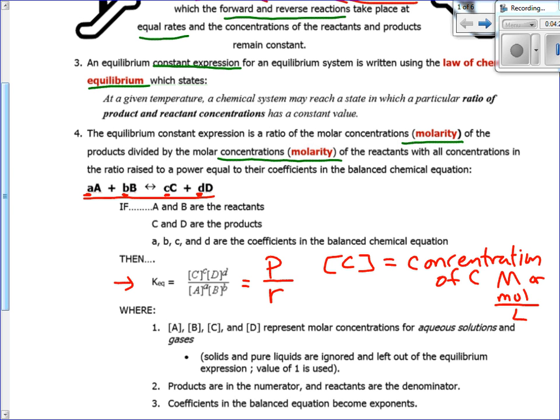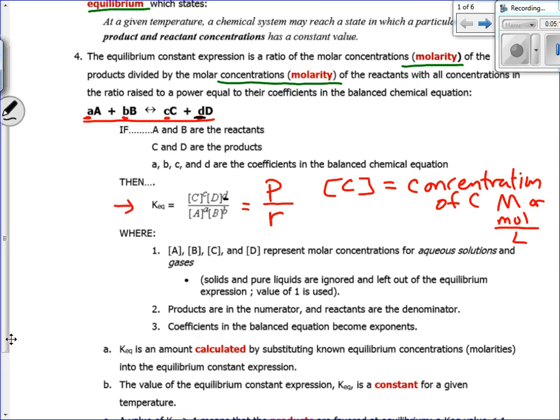Okay? So you're going to take the products, and you're going to put their concentrations on the top, and you're going to raise them to the power of their coefficient. So the little c is going to become the exponent here. The little d is going to become the exponent there. Okay? On the bottom go the reactants. So reactant 1 is A, raised to the little a power. B is raised to the small b, which would be the coefficient of that one. And it's always the products divided by the reactants. That's our ratio establishment here. Okay?